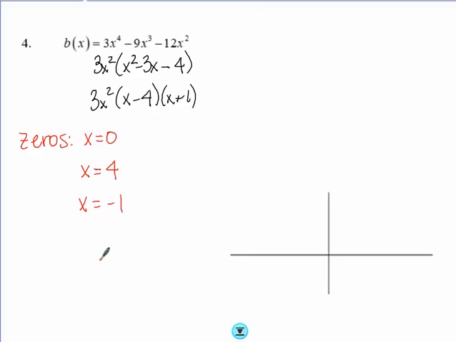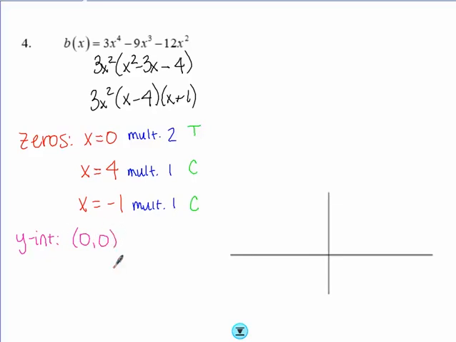X equals 0 has a multiplicity of 2 because I was able to factor out an x squared. 4 and negative 1 have multiplicities of 1. This means that the graph will touch the x-axis at x equals 0 and cross it at 4 and negative 1. Since x equals 0 was one of my x-intercepts, I know that my y-intercept is also 0, 0.